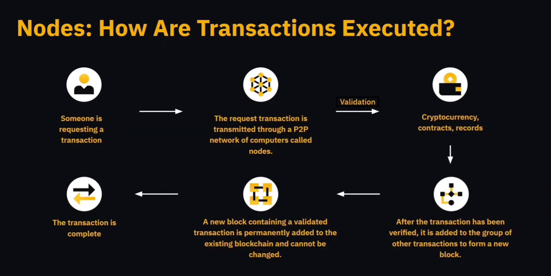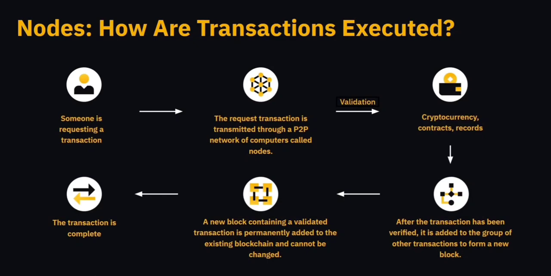When a transaction is requested, it is broadcasted across a peer-to-peer network of nodes. The transaction undergoes validation involving various types of records like cryptocurrencies or smart contracts. Once validated, the transaction joins the other transactions to create a new block. This new block containing the verified transaction is permanently added to the blockchain, ensuring it cannot be altered.